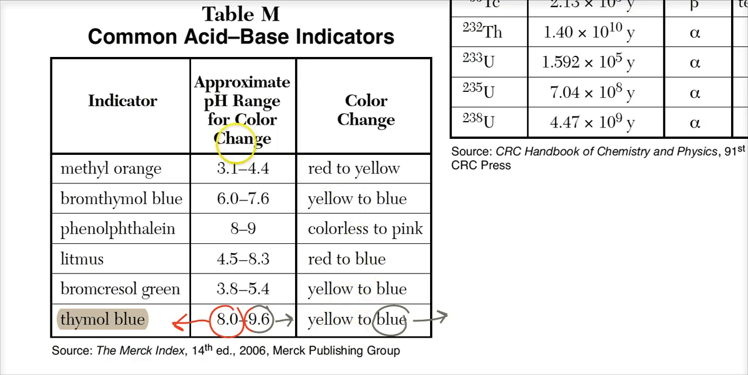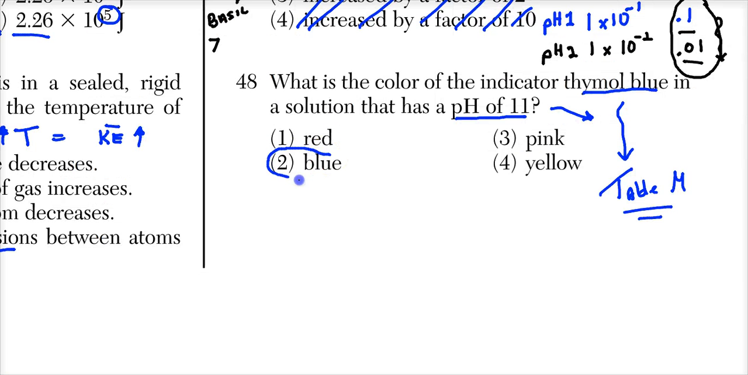So if you look at this like methyl orange, circle this one and go this way. Anything 3.1 and lower is the red. Anything 4.4 and higher is yellow. So in any case, you're just reading off Table M, you had to know you had to go here. Clearly, it is blue. 48 is blue.